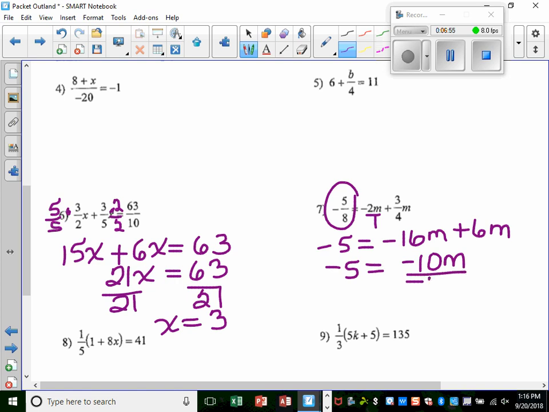Divide by -10. And a negative divided by a negative is a positive. And now that's not 2, so be careful. It's actually 1/2.